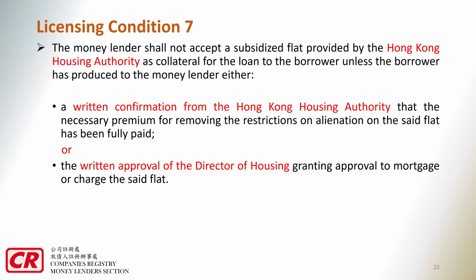Under Licensing Condition 7, the moneylender shall not accept a subsidized flat provided by the Hong Kong Housing Authority as collateral for the loan to the borrower, unless the borrower has produced to the moneylender either a written confirmation from the Hong Kong Housing Authority that the necessary premium for removing the restrictions on alienation of the said flat has been fully paid, or the written approval of the Director of Housing granting approval to mortgage or charge the said flat.